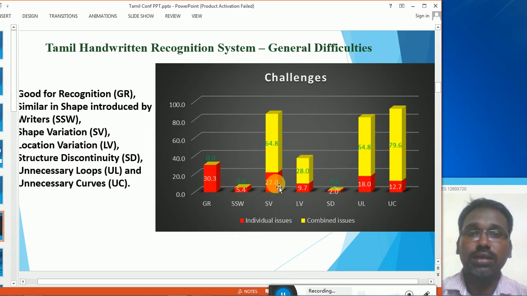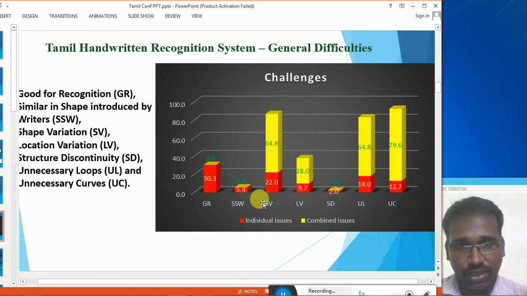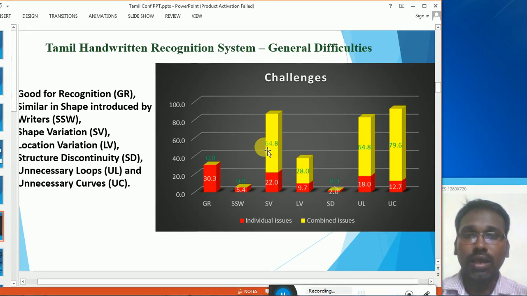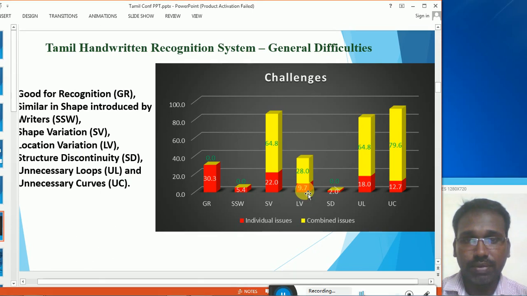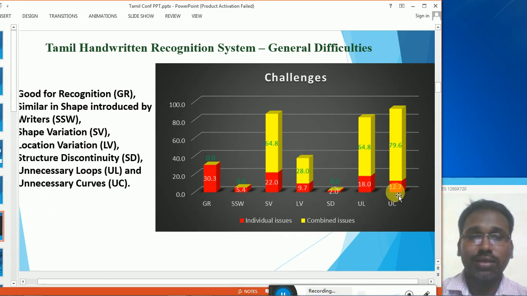As for shape variations, 22% of the characters among 100 have shape variation, and 64% have shape variation along with other issues. 9.7% of characters have location variation, and 28% have location variation and other issues. 2% of characters have structure discontinuity. 18% have unnecessary loops, and 64% have unnecessary loops and other issues. 12% have unnecessary curves, and 79% have unnecessary curves and other issues.